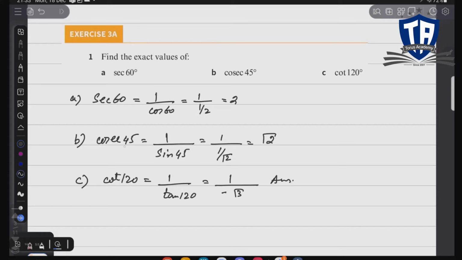Likewise, cosecant of 45 is equal to 1 over sin 45. By using the calculator, you'll get the answer. When you flip it, you'll get under root 2. Cot of 120 is equal to 1 over tan 120, and the calculator will give us this answer. So this is your final answer. All the angles were in degrees.